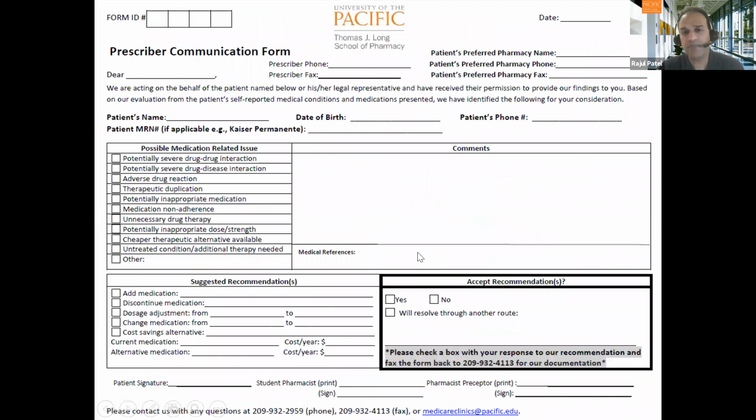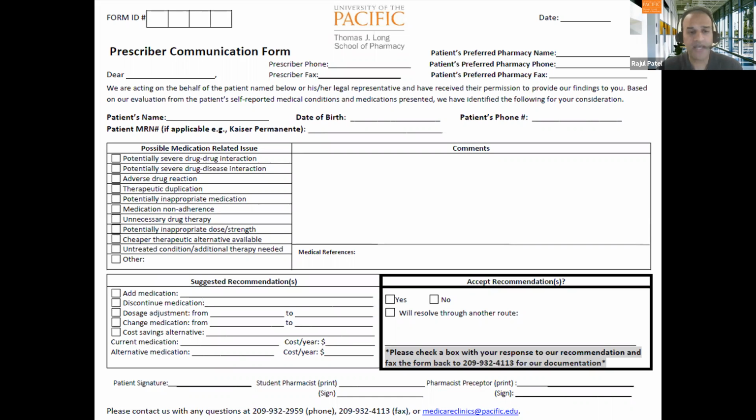And as we're doing a med review, let's say we identify a severe medication-related issue. Maybe it's a severe drug-drug interaction, or potentially you have unnecessary drug therapy or duplicative drug therapy. With the patient's permission, we will fill out what you see on the screen here, which is our prescriber communication form. On the left-hand side, we will identify the possible medication-related issue or issues. So it might be one or multiple boxes. In the comments section to the right, we'll provide a little bit more narrative to help the prescriber understand what we found. And then we also provide a suggested recommendation for the prescriber to consider.